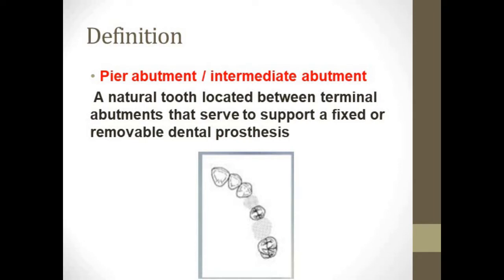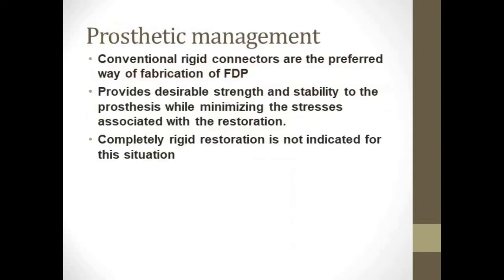So, by definition, pier abutment, also called the intermediate abutment, is a natural tooth located between the terminal abutments that serve to support a fixed or a removable dental prosthesis. The most common clinical situation that you can see is a missing first premolar and a missing first molar, with the second premolar acting as the abutment for both these edentulous spaces. So there is a lone standing abutment with adjacent edentulous spaces on either side, and such abutments are called pier abutments.